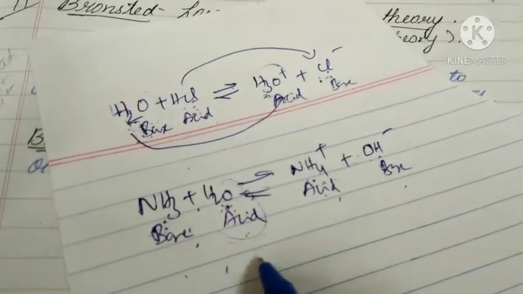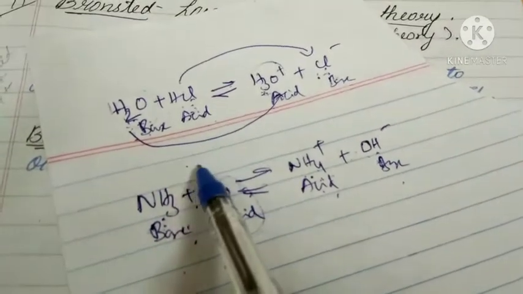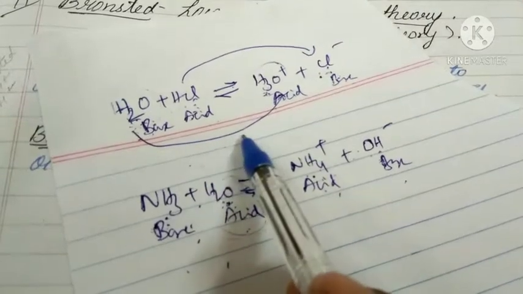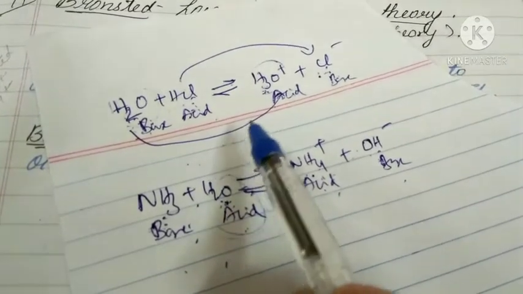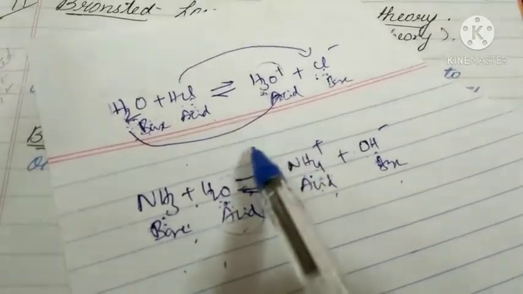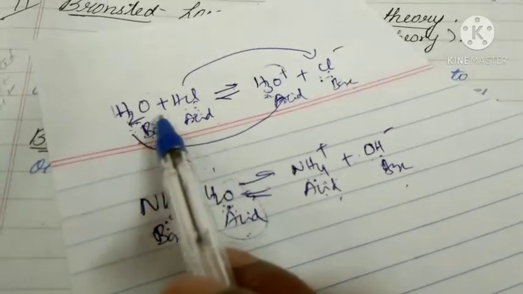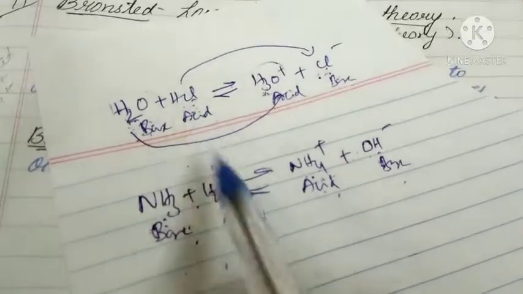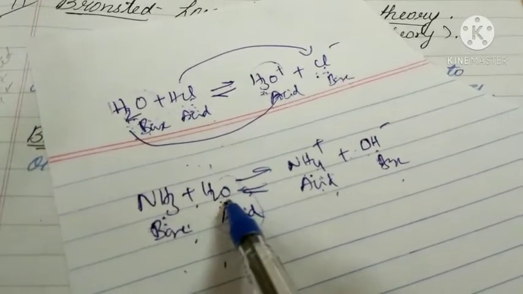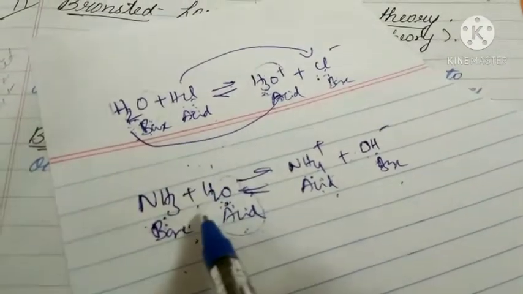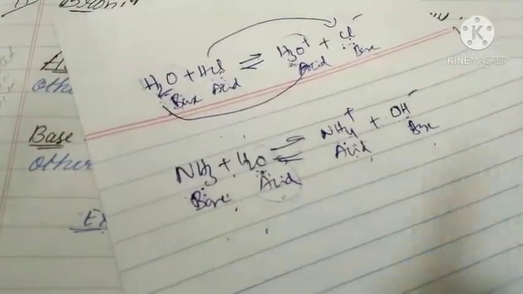So what is the important point? According to Arrhenius acid-base theory, whether a substance acts as acid or base depends on the other substance. See, here H2O acts as base. Why? That depends on HCl. HCl acts as acid. But here H2O acts as acid. Why? That depends on NH3. So what you have to understand? A substance acts as either acid or base depending on the other substance.